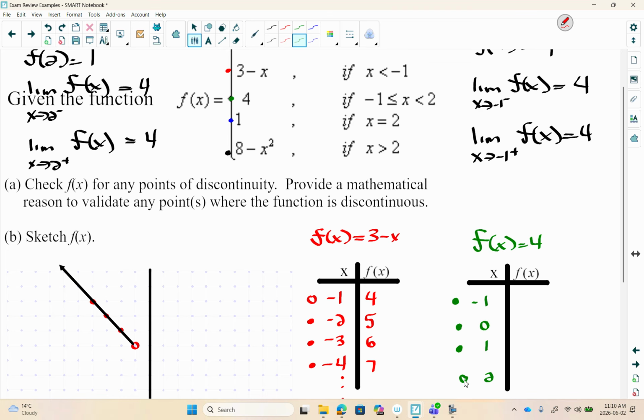How do I exclude the 2? By putting an open dot. Why do I exclude the 2? Because it's less than 2. Why don't I just cross it out altogether? Because it could be 1.9 or it could be 1.99. I can't just stop at 1.